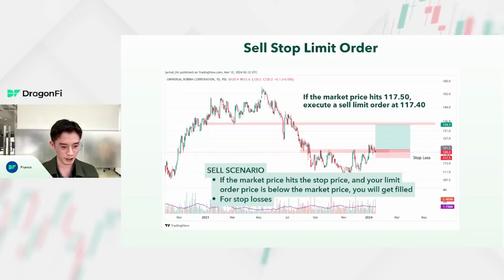And then the next one is a sell stop limit order. So this one is basically for setting stop loss, right? So if the market price hits the stop price, which is 117.5 pesos per share, your limit order will be below the market price, and you'll get filled immediately. It will immediately stop your losses, and you can reposition yourself with another stock. So this was URC back in early 2024.